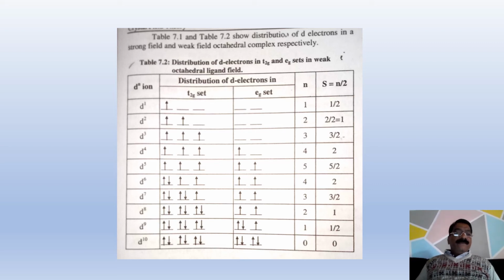Thus we see in the strong field and weak field how the electrons enter the t2g and eg sets of the d orbital. Their number of unpaired electrons and their spin is calculated here.